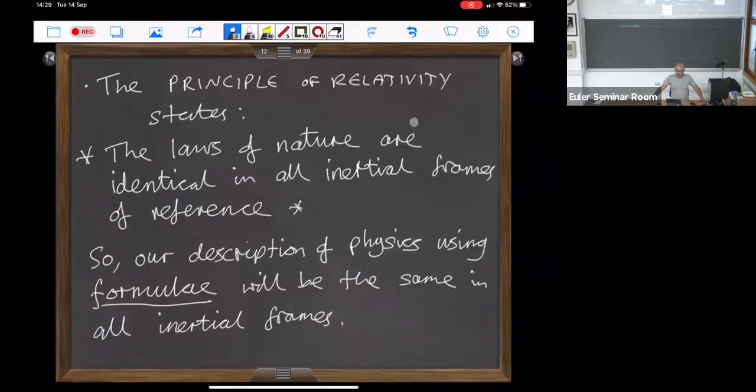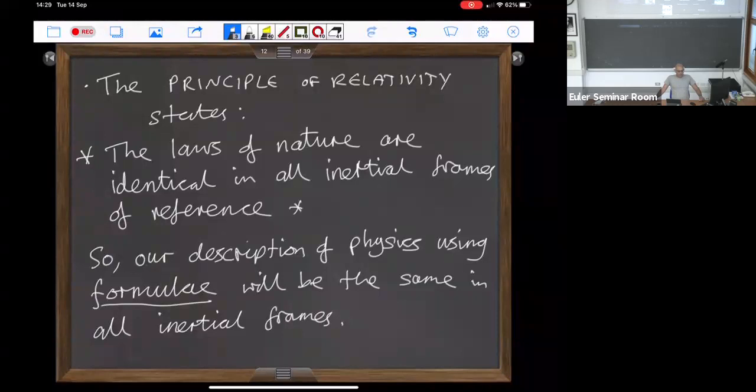Okay, so special relativity, or Einstein's special theory of relativity, is based on the relativity principle and one other assumption. The relativity principle is the statement that the laws of nature are identical in all frames of reference, all inertial frames of reference.